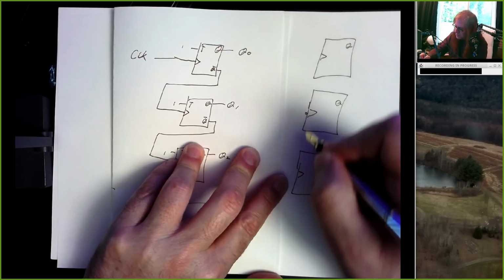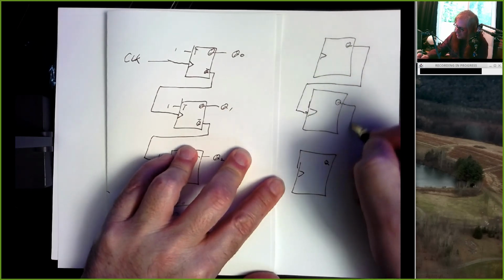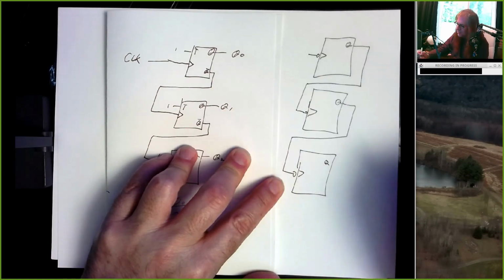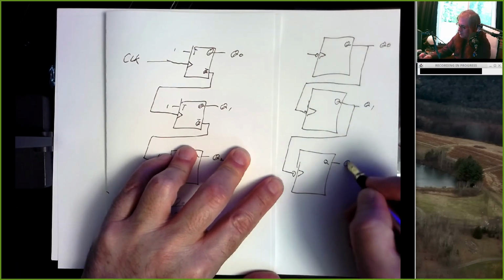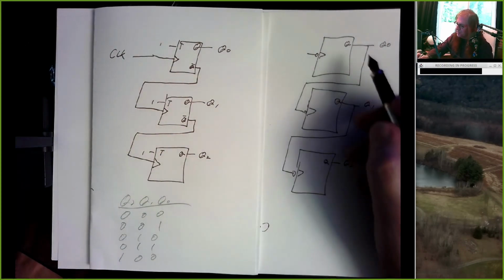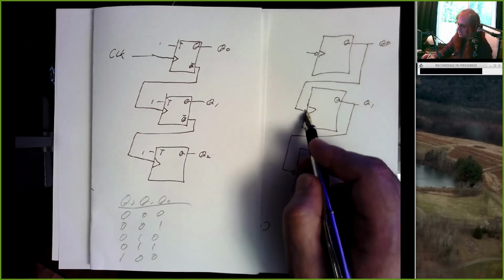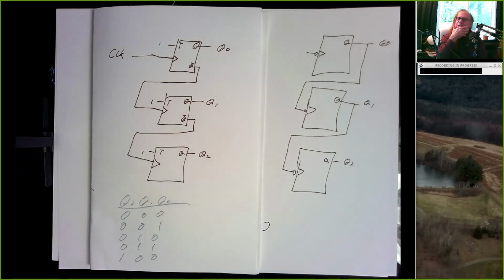Well, if this was a negative edge triggered device, I could take Q and feed that in, and I could take Q and feed that in. And if this was also negative edge triggered, I would still have a counter. But the whole counter would be negative edge triggered. But I'd be using the same bits that I'm generating from my output of my counter to drive the clock input. Negative edge triggered is more common than positive, for a variety of reasons.